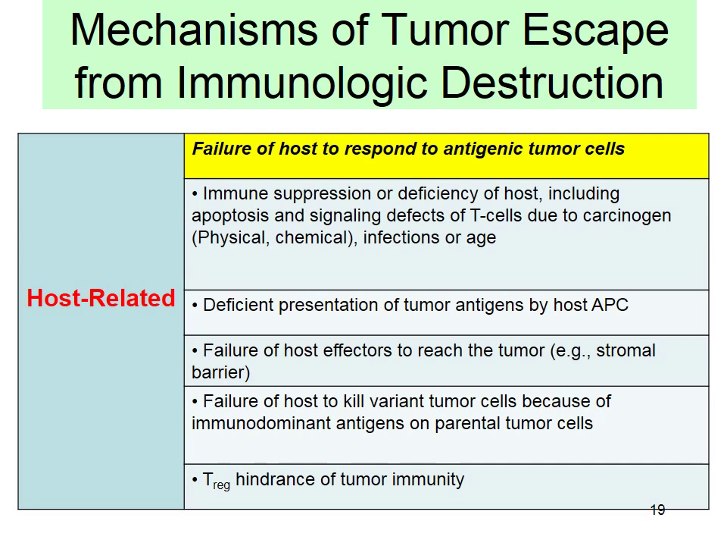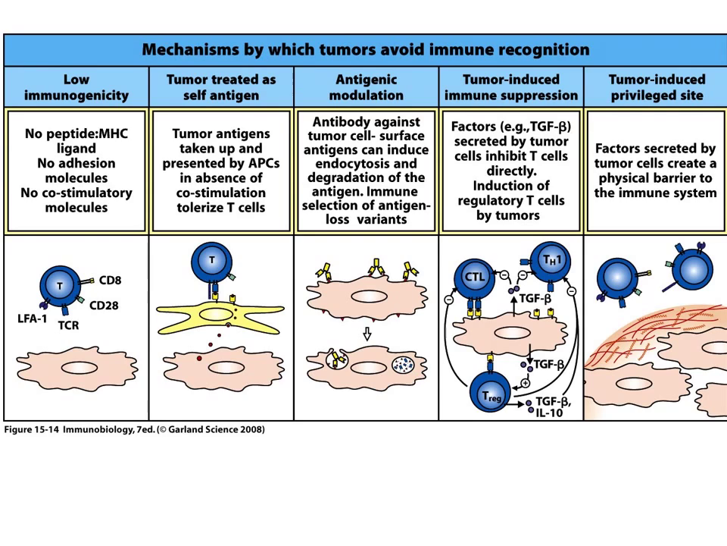If you were to put the whole scenario I just mentioned in this table into a figure, you can see the mechanisms by which tumors avoid immune recognition, because you know for sure that unless they are recognized, they will not be killed. So they have low immunogenicity. When tumors have low immunogenicity, they don't present any peptide, any adhesion molecule, or any co-stimulatory molecule, so nothing will happen.